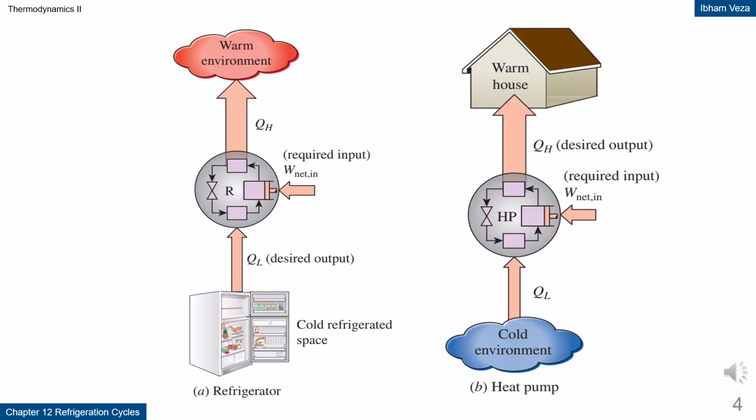Refrigerator and heat pump concept. This figure shows that refrigerators and heat pumps work on the same physical principle, but with different objectives. A refrigerator aims to remove heat from a cold space, while a heat pump aims to deliver heat to a warm space. Both require external work to operate. Thermodynamically, both move heat against its natural direction. The main difference lies in which output is considered useful.